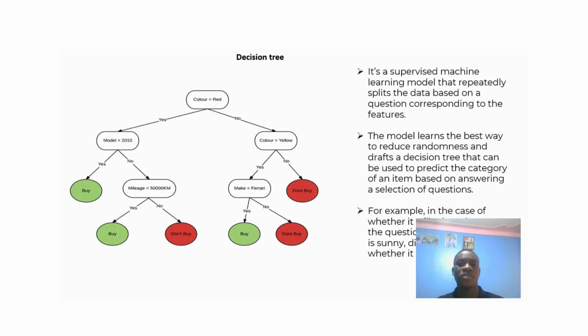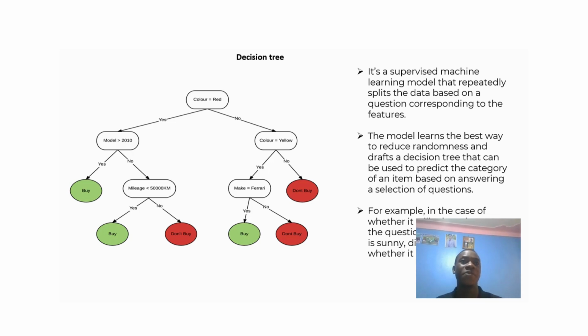We have decision trees. It is a supervised learning model that splits the data depending on the question on a particular feature. For example, if you have a data set that has particular features and you want to get the best out of it. So for example, you're making a decision for a car, like the one I have here.